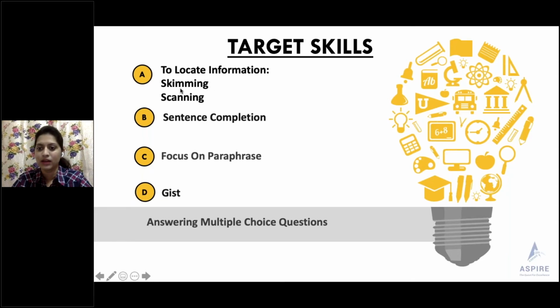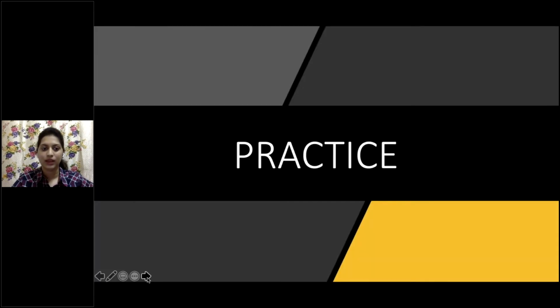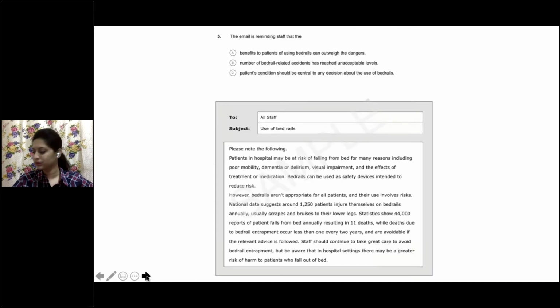Skim, or say when it comes to multiple choice, read the question, skim the paragraph, go back to the choice that you have, the answers, and then scan the text. And then you pick your answer and cross check. So this is part B.